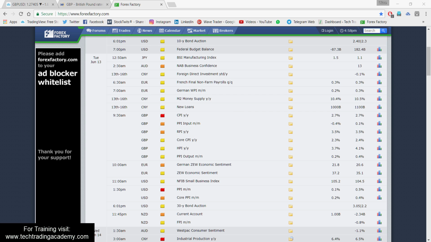Tuesday we're going to have the inflation report on pound pairs. The forecast is 2.7%. If we get lower than that, the pound is already under pressure, so if we see a negative CPI, then the pound can push further to the downside.